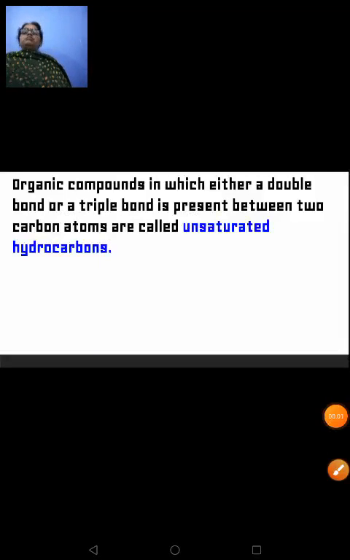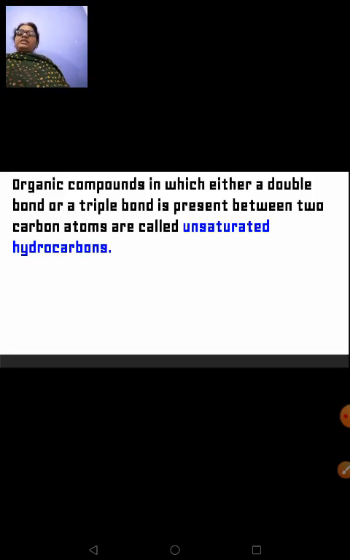So now let's learn about unsaturated hydrocarbons. So organic compounds in which either a double bond or a triple bond is present between 2 carbon atoms are said to be unsaturated hydrocarbons. A double bond or a triple bond is formed between 2 carbon atoms. Or in other words, you can easily say if the hydrocarbons end with ENE or YNE, okay, they are coming under the category of unsaturated hydrocarbons.